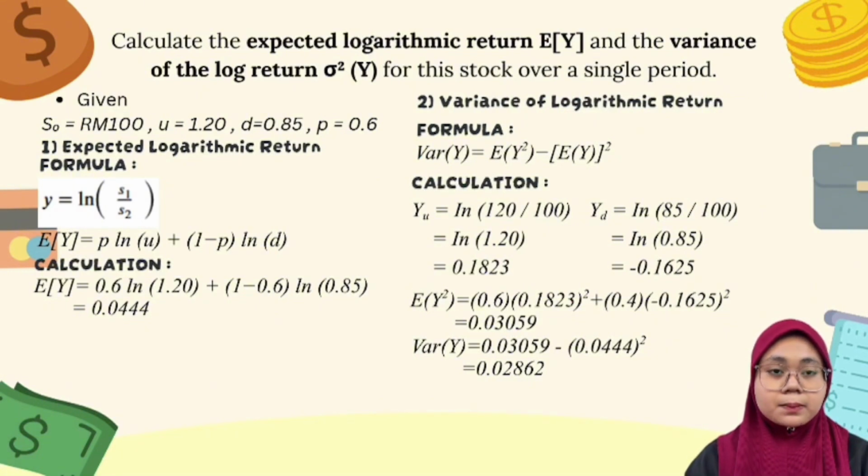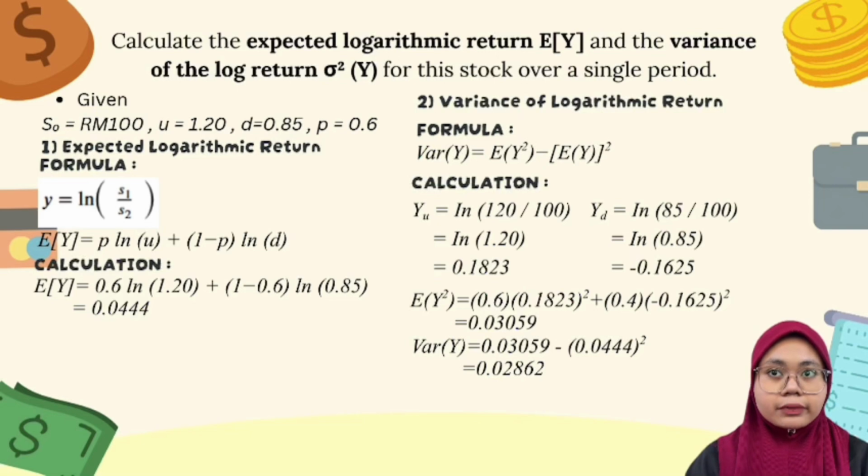Next, I multiply 0.1823 by 0.6, giving 0.1094. Then I multiply negative 0.1625 by 0.4, giving negative 0.0650. Finally, I add both values together to obtain 0.0444. Therefore, the expected logarithmic return is 0.0444 or approximately 4.44%.